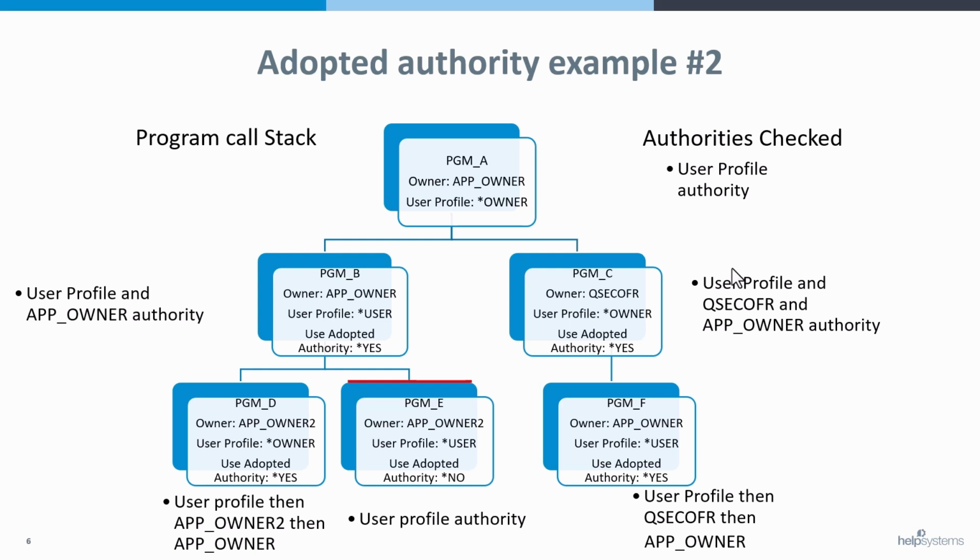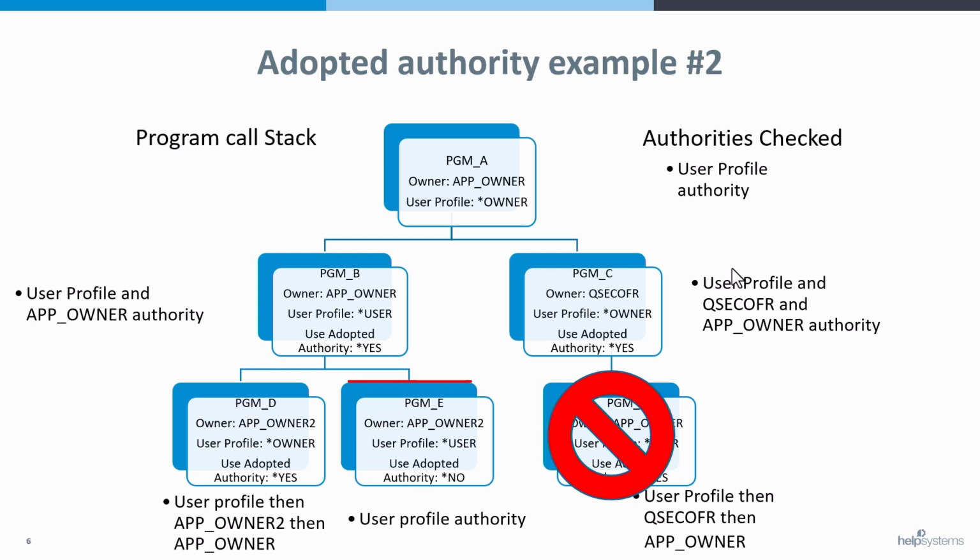So the way we have this configured is the app owner is the owner, user profile is the user. Okay, great. The program's not adopting authority from the application owner. But wait, the use adopted authority flag is set to *YES, which means it can go back in the call stack as far as it's allowed and see if it can gain enough authority, which in this case means it'll check the user profile. It will then check the QSECOFR profile because that's higher in the stack and use adopted authority is yes. And then it'll check the app owner. This is what we don't ever want to do.